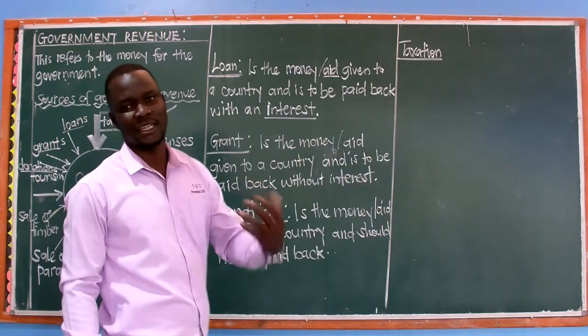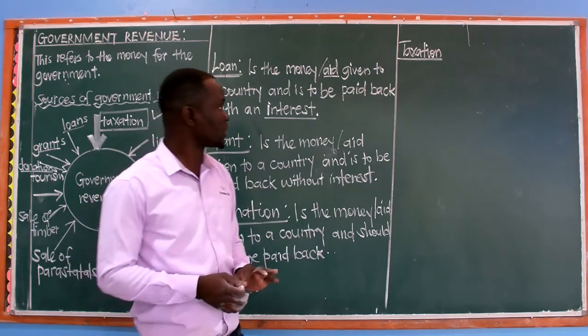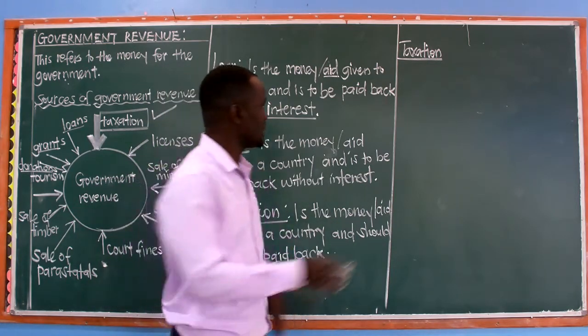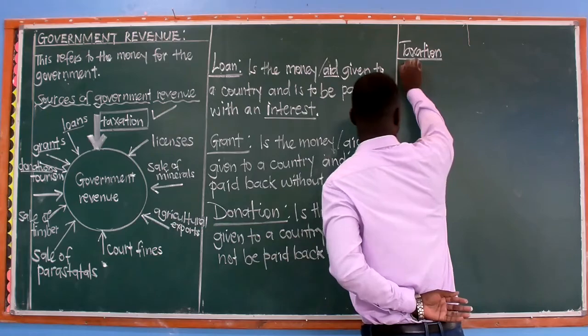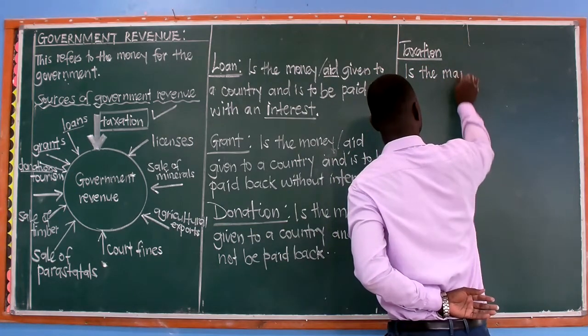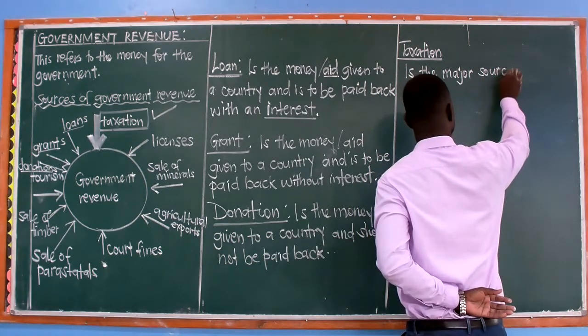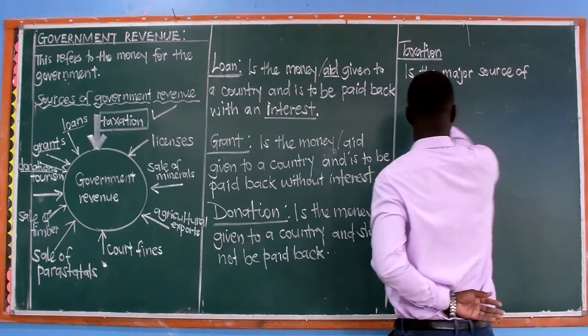I believe that has become a very simple thing. So the taxation is done in two ways. Those are what we call types. I have said this is the major source of government revenue.